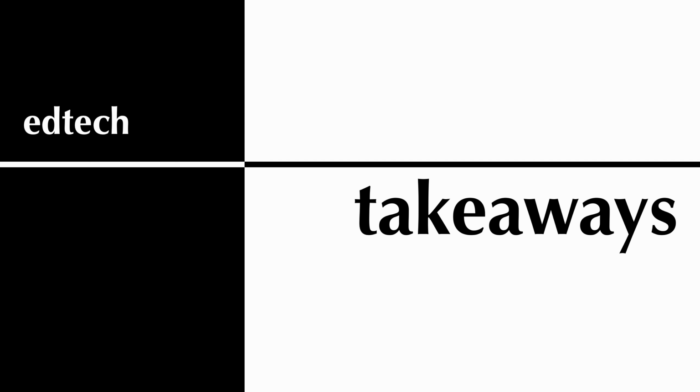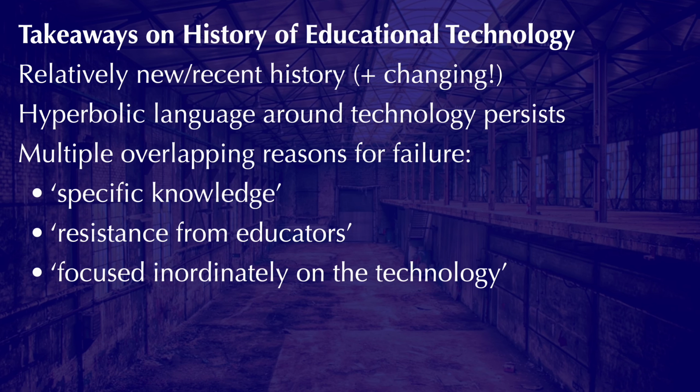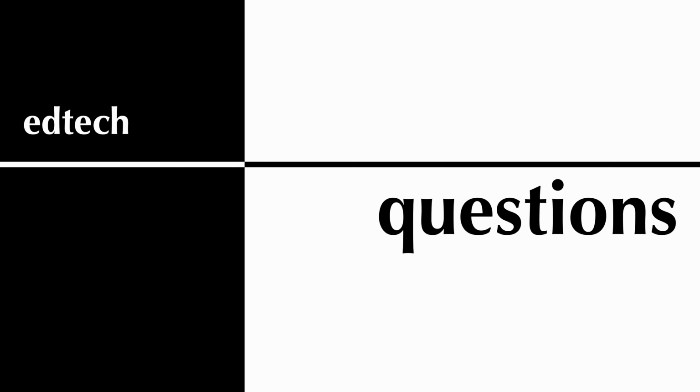A couple more points, takeaways. On the history of educational technology, it is relatively new, and the history is relatively recent, and it's constantly changing. Yay or nay. The hyperbolic language that happened in Devereux's time in the 30s that is around technology still persists today. And there's multiple overlapping reasons for failure. Specific knowledge that is not there, resistance from educators who may not be on board, and the focus inordinately on the technology rather than the people who will be using it.